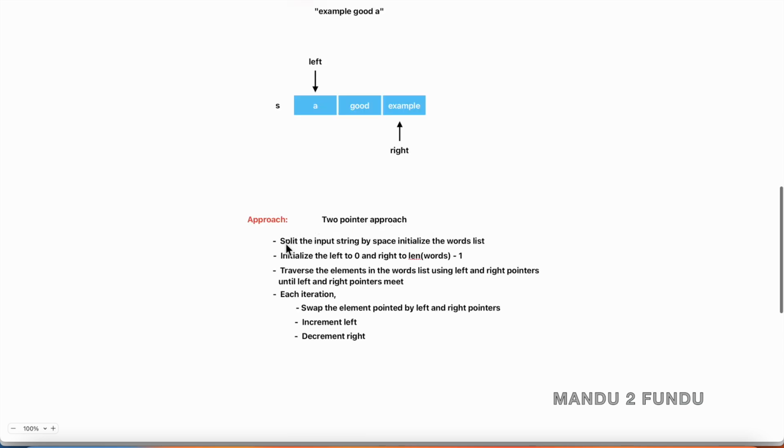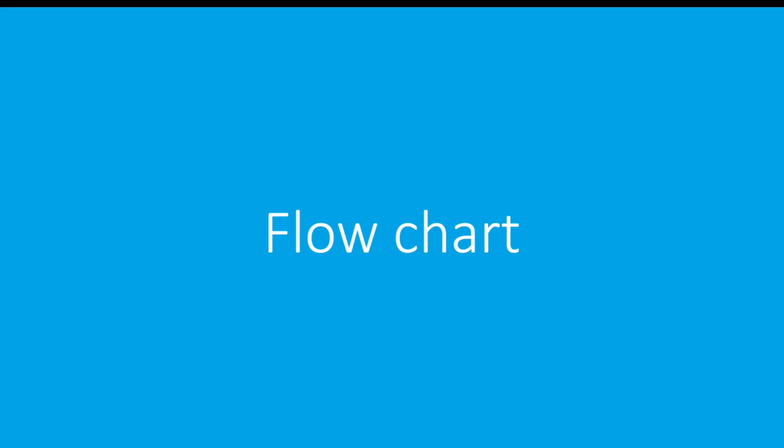So that's what I have written here. Split the input string by space and initialize the words list, then initialize the left pointer to 0 and the right pointer to the last element of the words list. Then traverse the elements in the list using the left and right pointers, and in each iteration swap the elements pointed to by the left and right pointers until they meet. Basically, we increment the left and decrement the right pointer. Once this is done, finally we join the words in the list with space as the separator. Let's look at the flowchart.